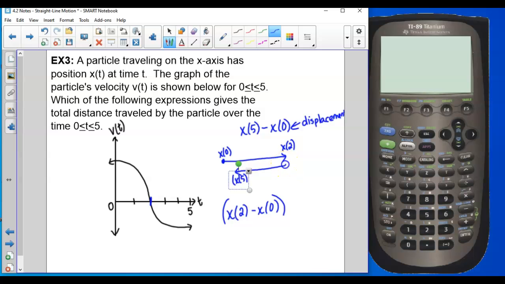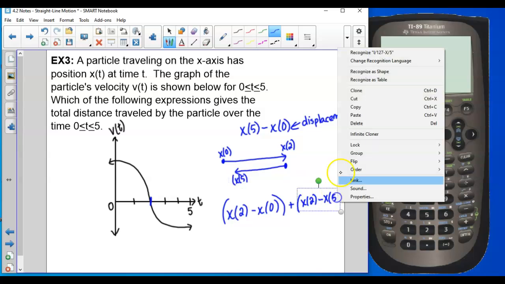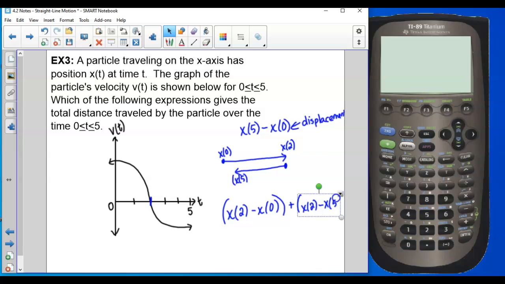Now, I can't say x of 5 minus x of 2 here, because if I do that, I'm taking a smaller number and subtracting a larger number, and I'm going to get a negative here. I don't want a negative distance. I want this number to be positive. So if this is positive, then I'm going to have to take my bigger number, which is x of 2, and I'm going to have to subtract x of 5. And this will give me the total distance that the particle traveled. So this would be our expression here.